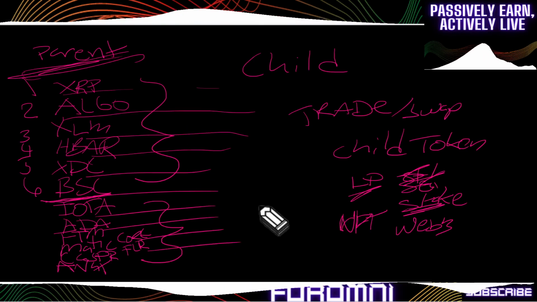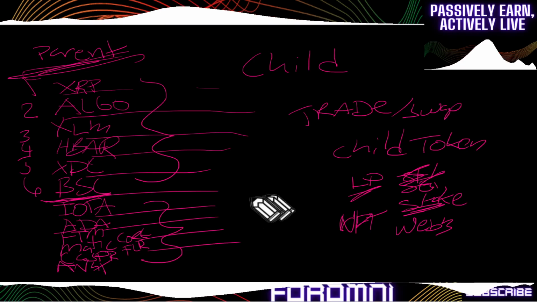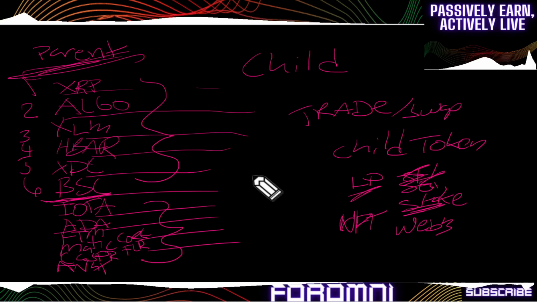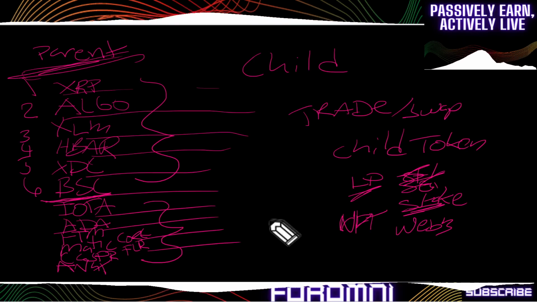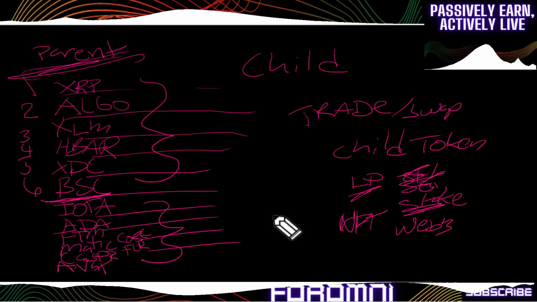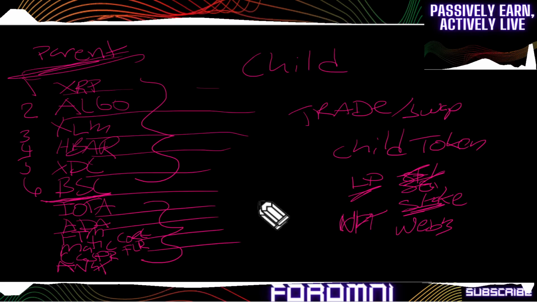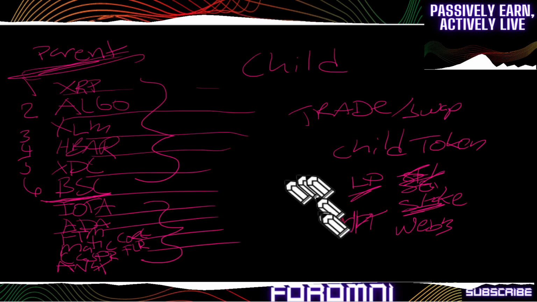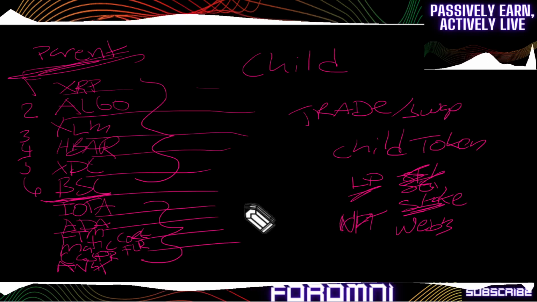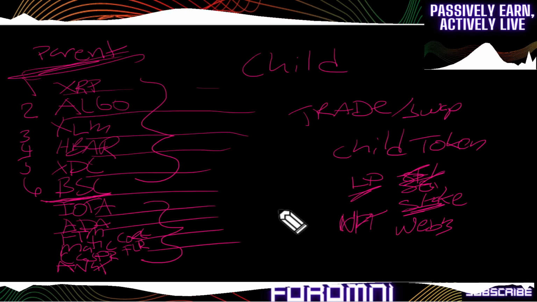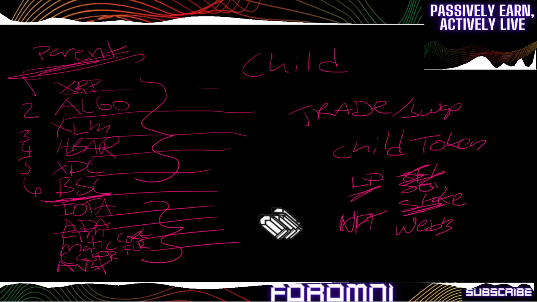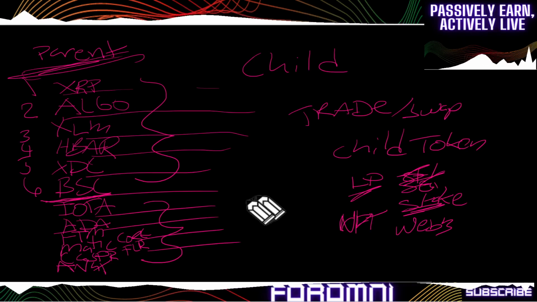How do you go from Algorand to the XRP Ledger? How do you go from Hedera Hashgraph to Stellar Lumens? How do you go from Binance Smart Chain to Iota? How do you do it? These are the things that are involved with multi-chain arbitrage.